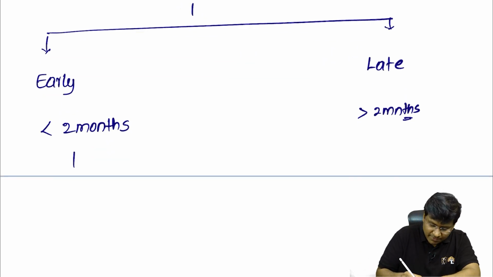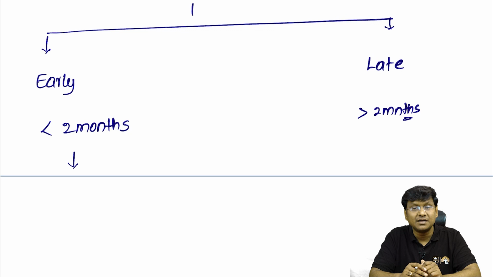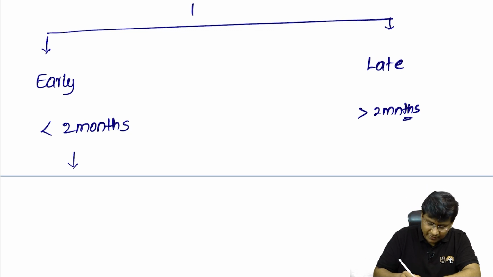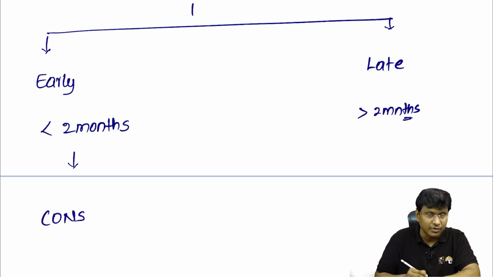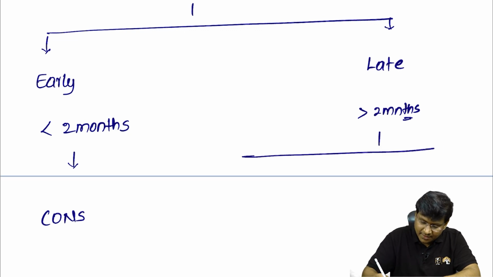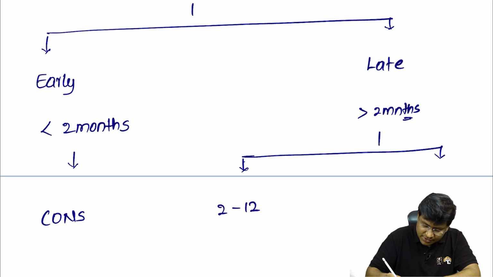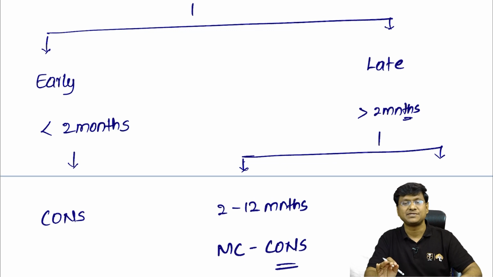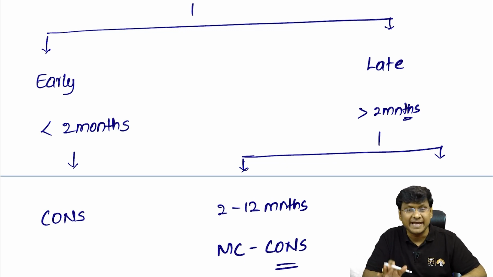So the most common organism causing early prosthetic valve endocarditis will be coagulase negative staphylococci, which is nothing but Staphylococcus epidermidis. And even in late prosthetic valve endocarditis, within 2 to 12 months, the most common organism causing prosthetic valve endocarditis will be coagulase negative staphylococci, that is Staphylococcus epidermidis.